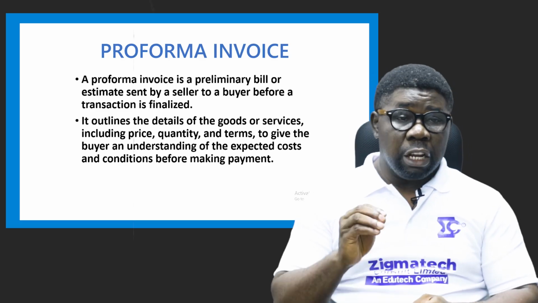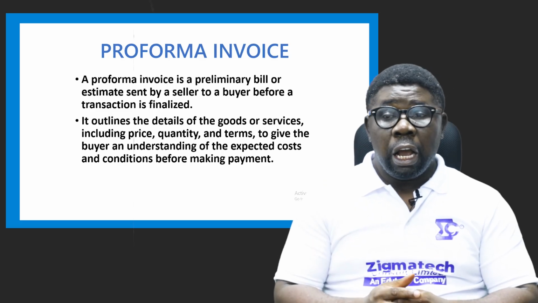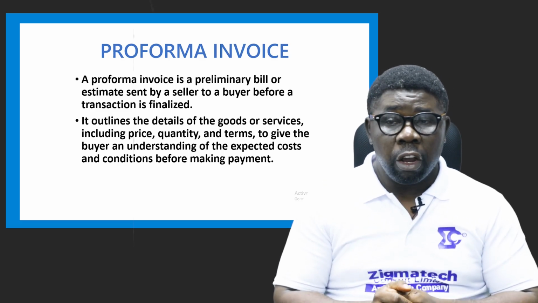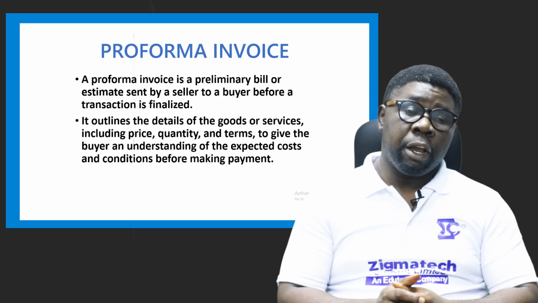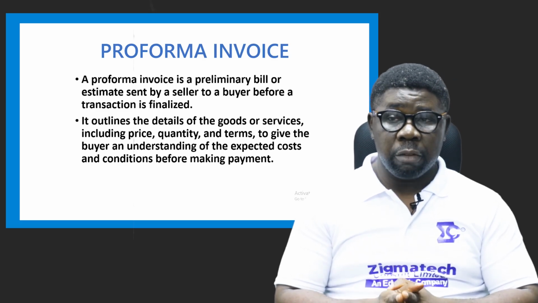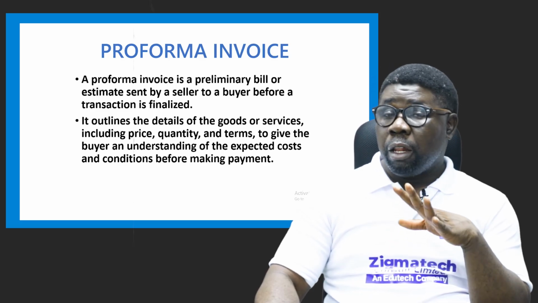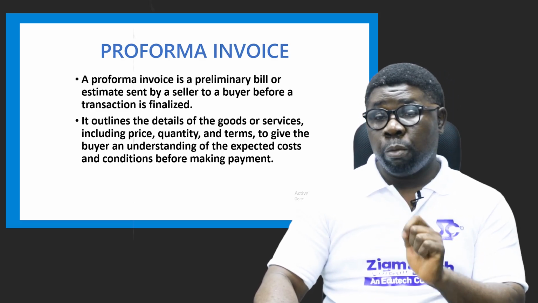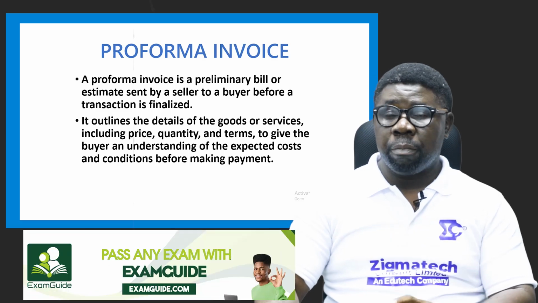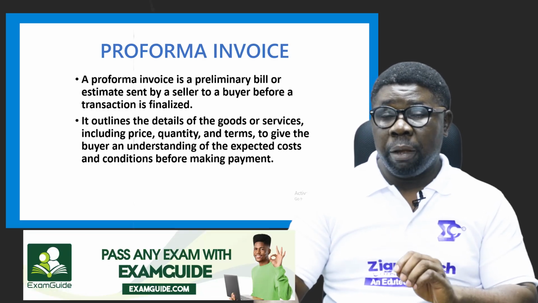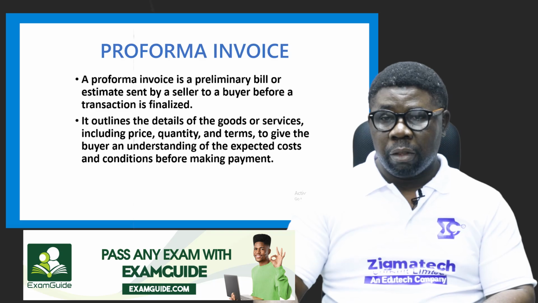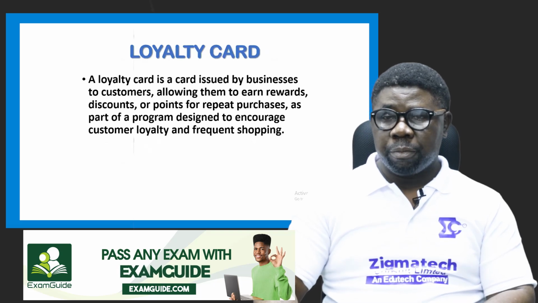Sometimes the seller uses it to tell the buyer, I'm not ready to sell to you on credit, so pay before you can have your goods. That's what it means, all right? When a pro forma invoice is issued, it's a sign of telling the buyer that only when you pay will the goods be delivered to you. So yes, it's a soft way of telling the person, I don't sell on credit. So that's what it represents.